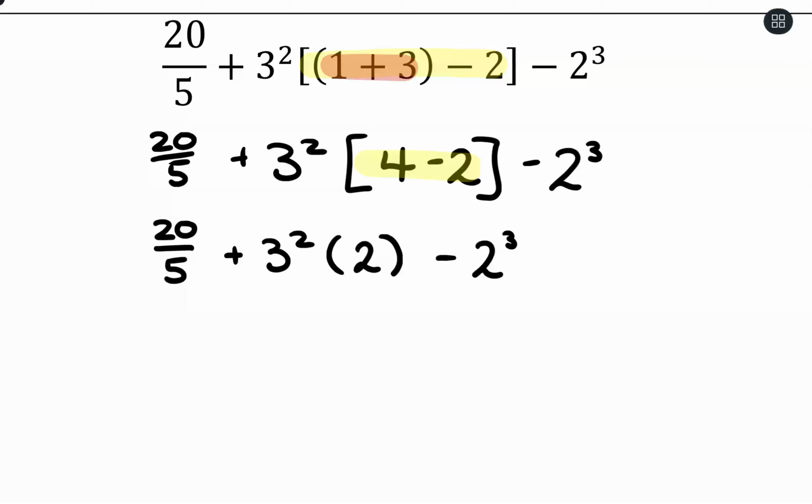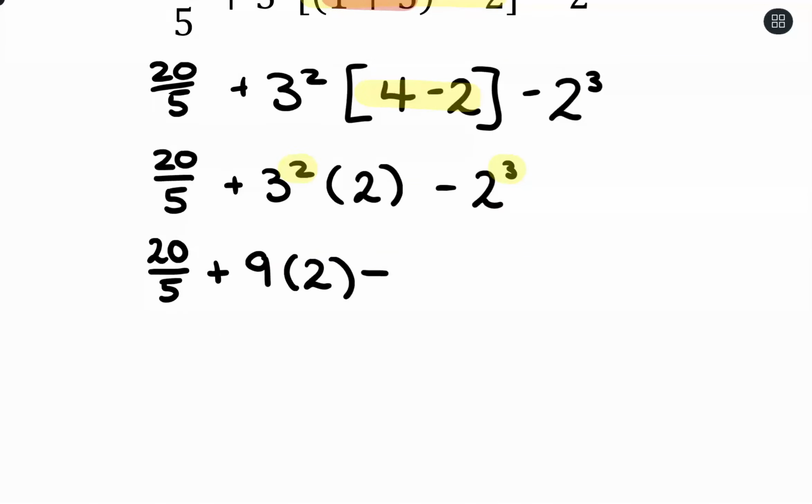Parentheses are done. So now we move on to exponents. So we have this exponent of 2, exponent of 3. Let's do the same reading from left to right. So we would have 20 over 5 plus 3 squared is 9. So we're going to have this 9 times 2. And then minus, and then we can go ahead and do that 2 cubed, which is 8.